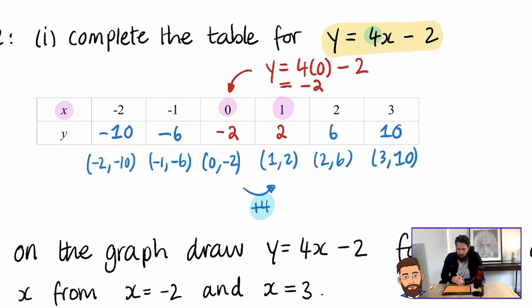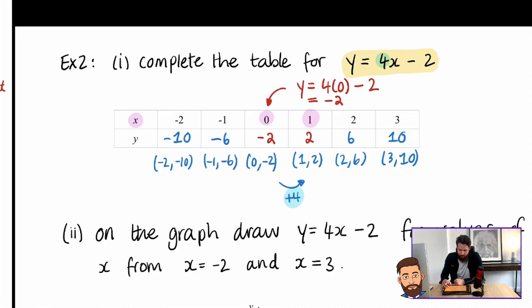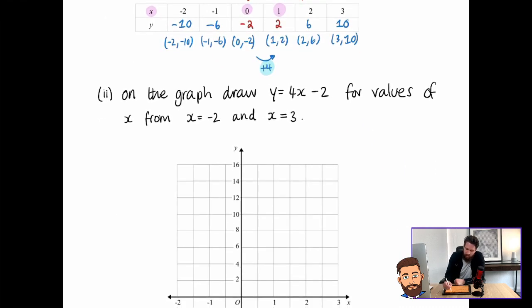So, what can we do here? We can plot them. As always, on the graph, plot y equals 4x minus 2. In between the lines, x is -2 and x is 3. What does that mean? That means it just needs to make sure our line spans across the whole page.